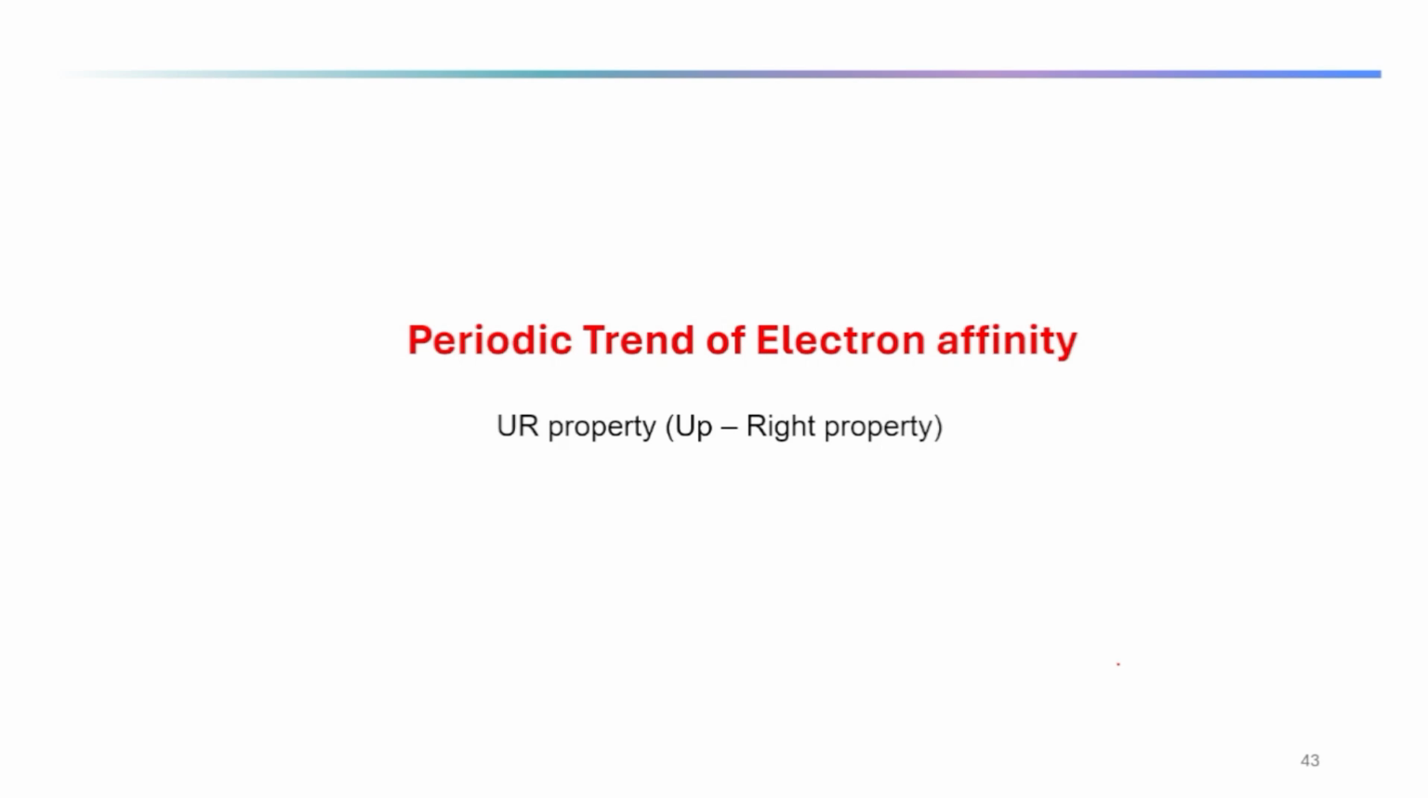So next we are going to discuss the periodic trend of electron affinity. This one is also an upright property. That means the electron affinity increases from bottom to top in a group and from left to right along the period.